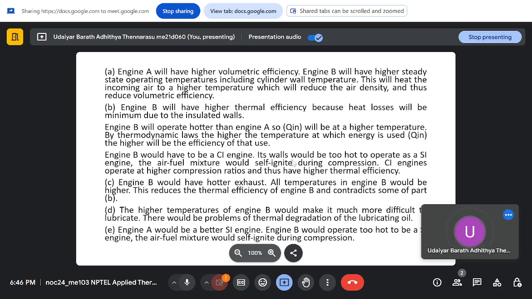As told, engine A would be better as a spark ignition engine, and engine B would be too hard to operate as an SI engine. It will self-ignite. So engine A is a better option for a spark ignition engine, and engine B is a better option for a compression ignition engine.